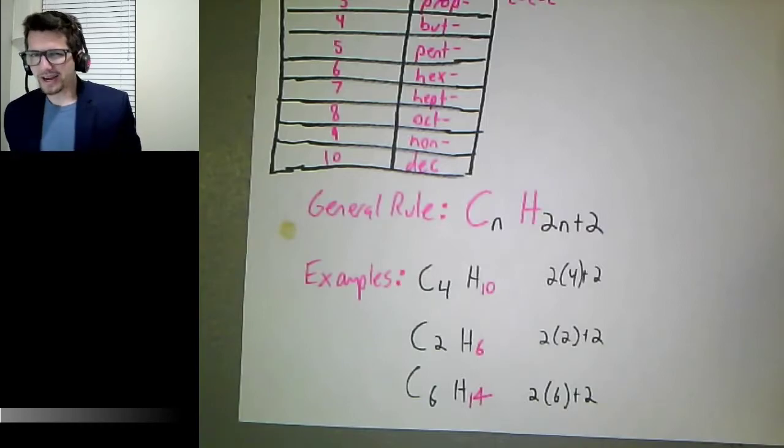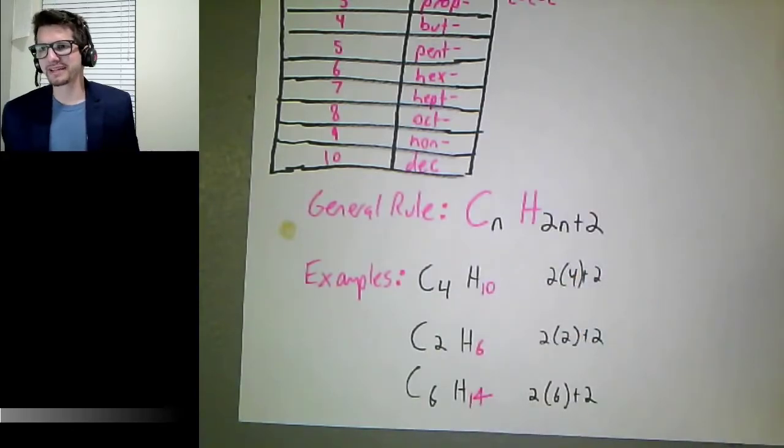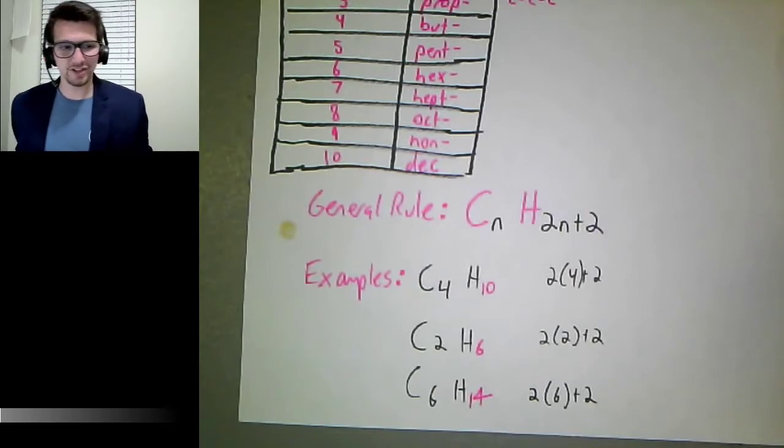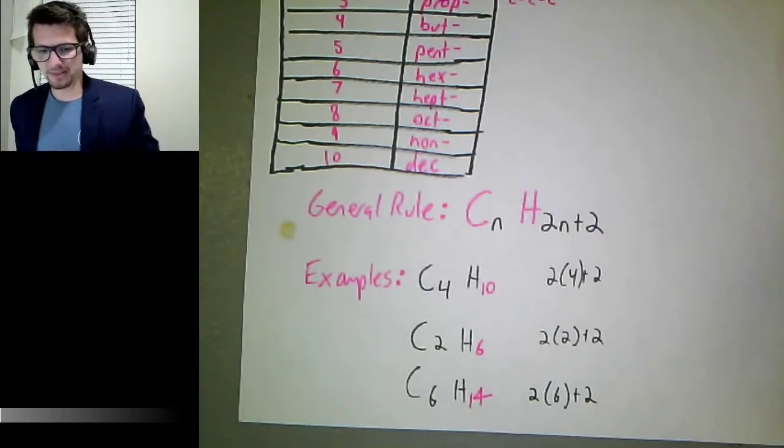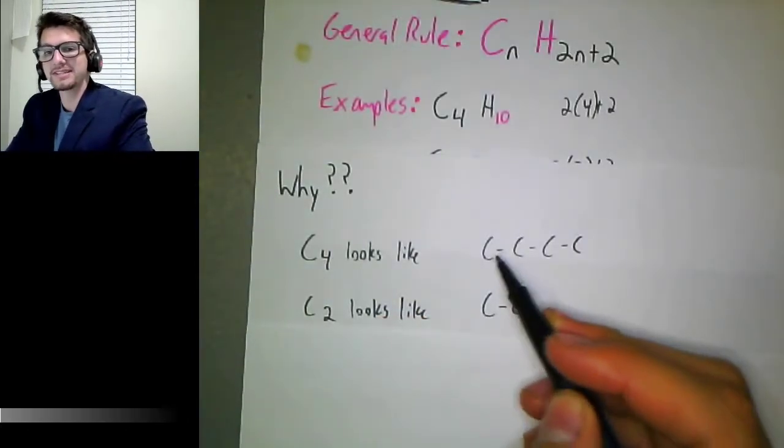Now, why does this work? It's stupid for me just to give you a dumb equation like that and not explain. This is chemistry. We need to know why. Pause the video if you need to finish writing, and I am flipping the page. C4 looks like this: C, C, C, C.